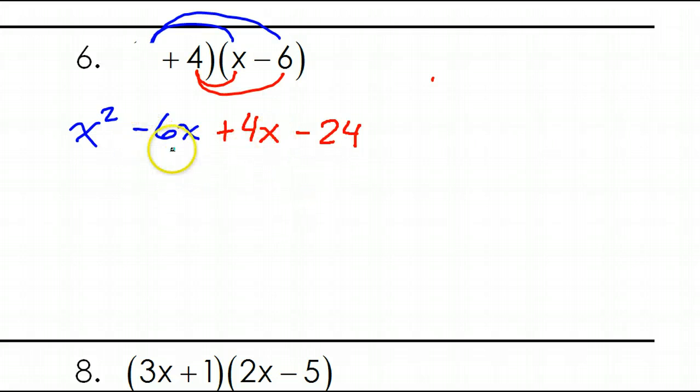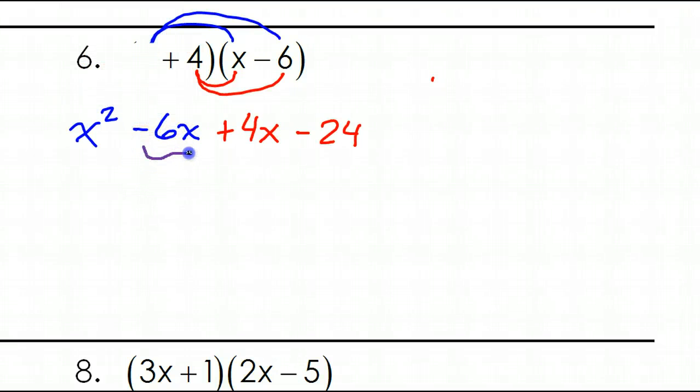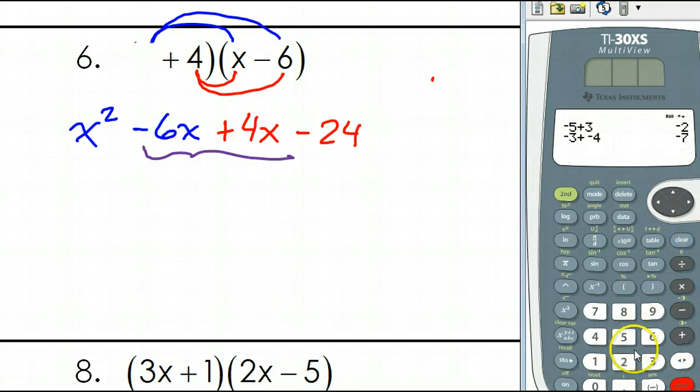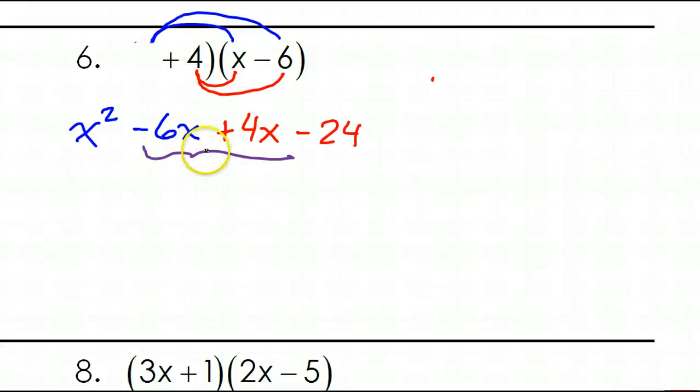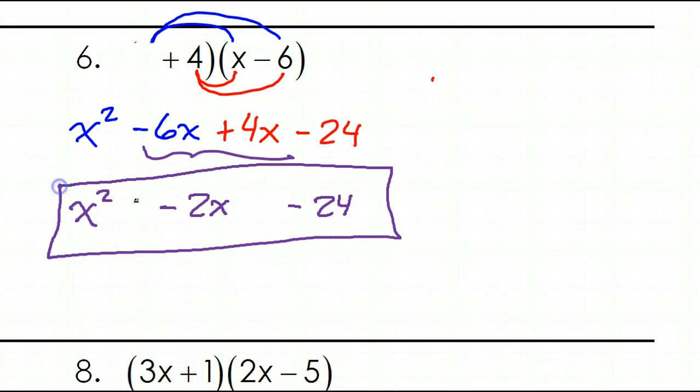Very often there will be like terms that you need to combine before you finish. So these two are like terms. Negative 6 plus 4 is negative 2. If you have any trouble with that, as I've said to you before, use a calculator. So in this case that means negative 2x. So I'm going to bring down my x squared. These two together make negative 2x, and I'll bring down my minus 24. So that will be your answer for number 6.